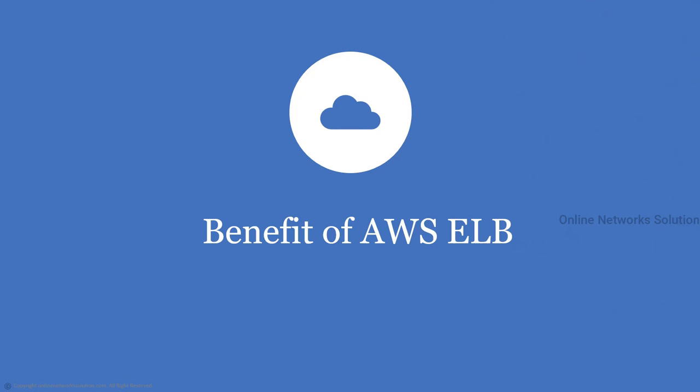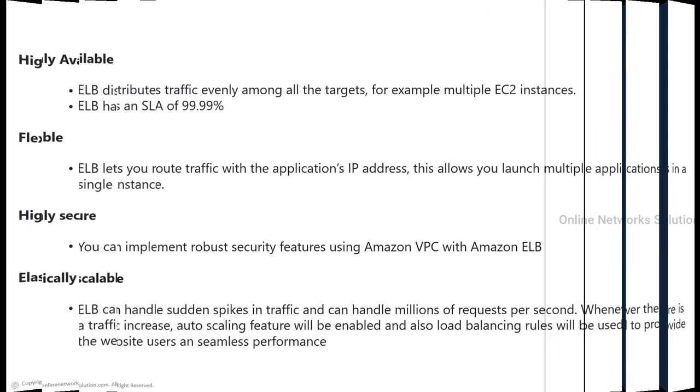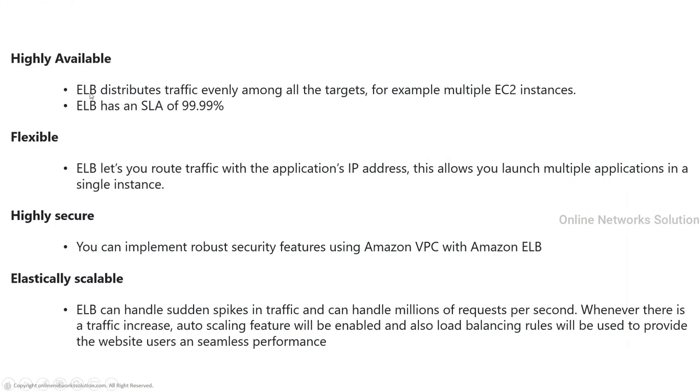Benefits of AWS ELB. Highly available: ELB distributes traffic evenly across all the targets, for example, multiple EC2 instances. ELB has an SLA of 99.99%. Flexible: ELB lets you route traffic with the application's IP address. This allows you to launch multiple applications in a single instance.